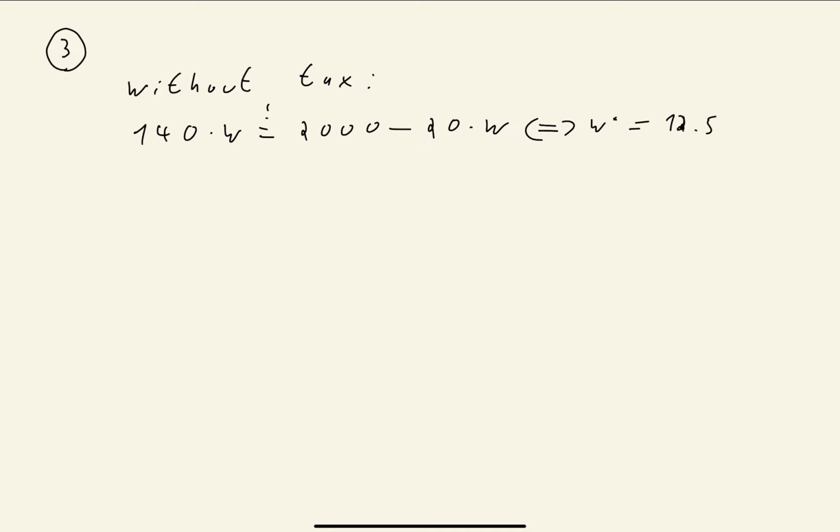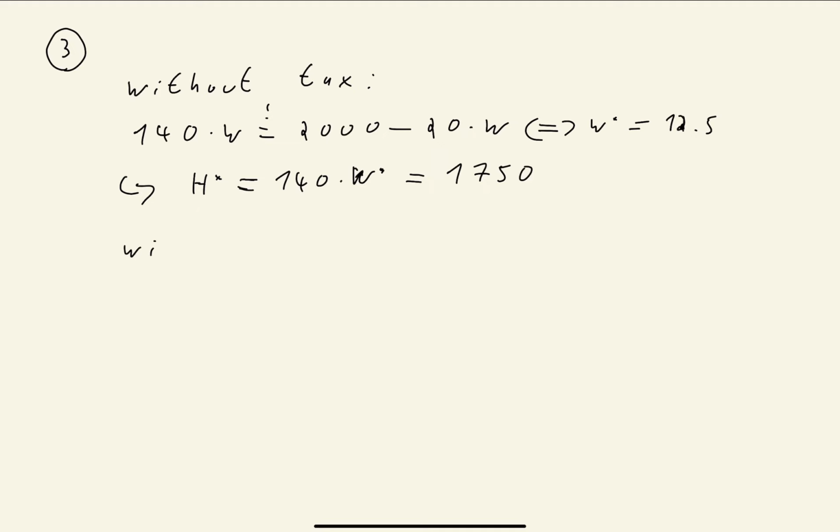So I will not write the dollars here, so you know it's a monetary value. And then if we plug into either the supply or demand function, let's do it with the demand function, we get the equilibrium hours worked, which is 140 times W star. And if you calculate this, this is equal to 1,750.